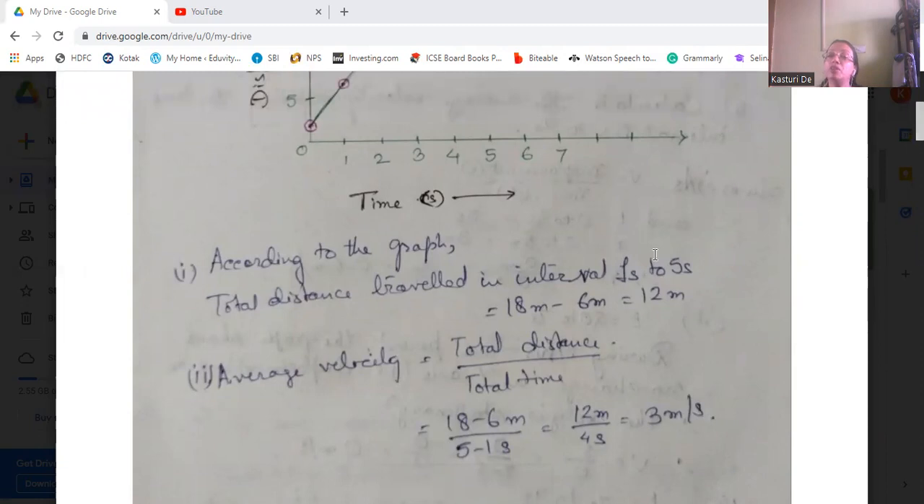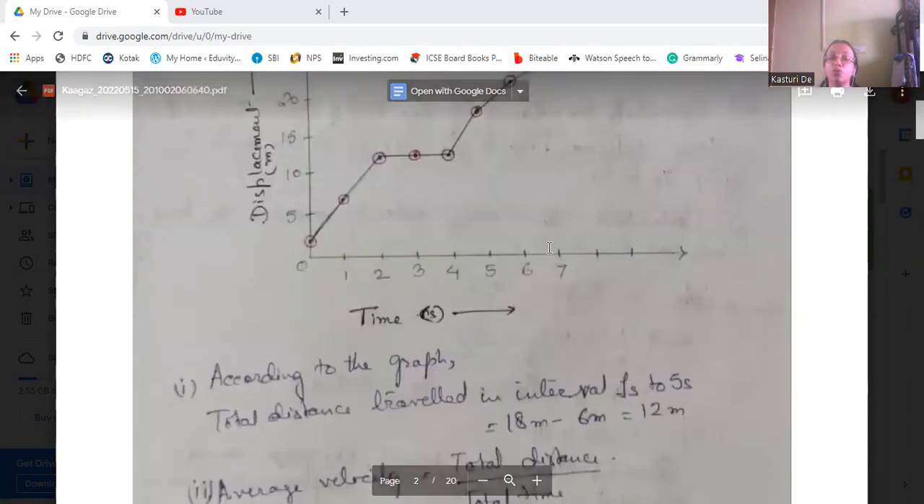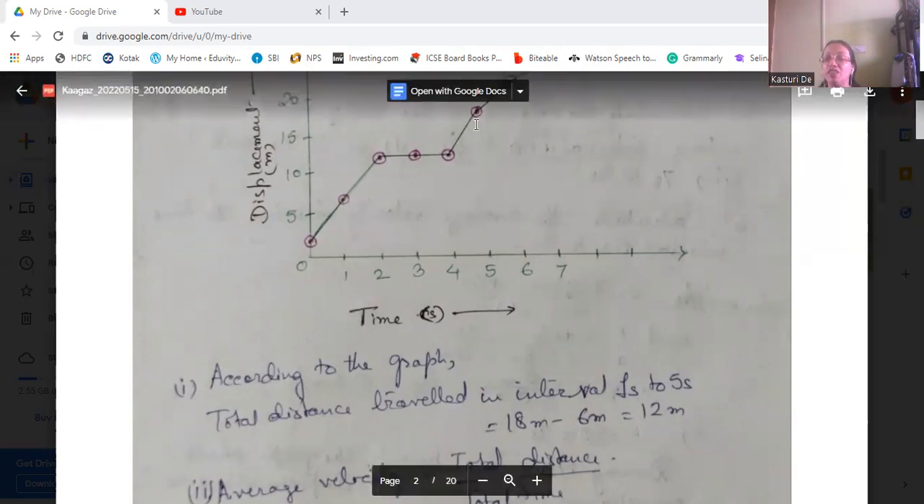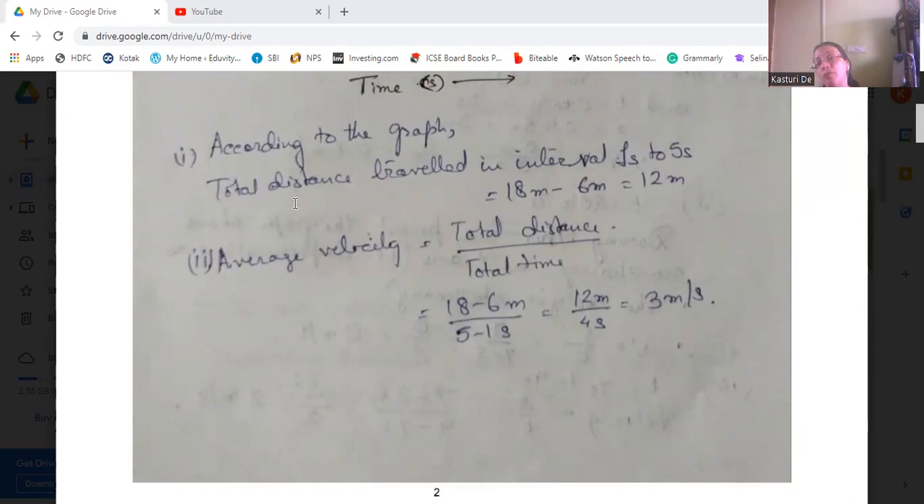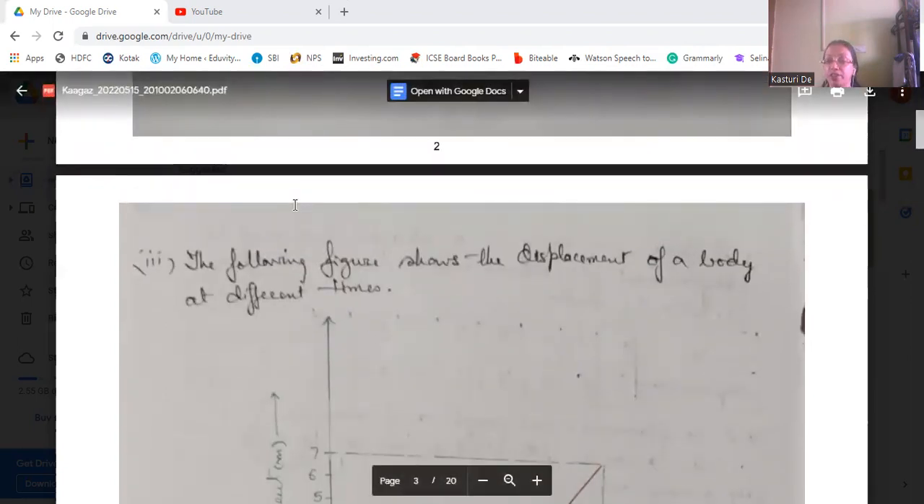According to the graph, the total distance in the interval of 1 second to 5 seconds: at 1 second it is 6 meters, and at 5 seconds it is 18 meters. So 18 minus 6 is equal to 12 meters. The average velocity is total distance by total time, so 18 minus 6 over 5 minus 1, that is 12 by 4, equal to 3 meters per second.